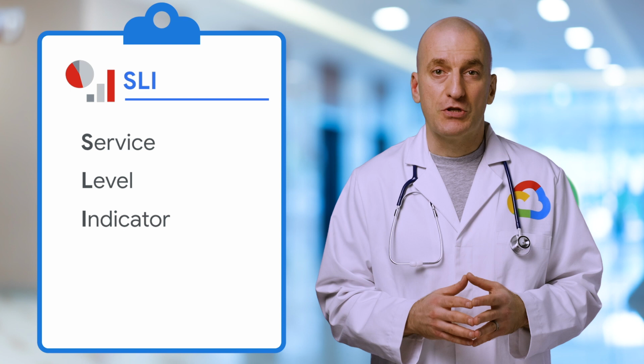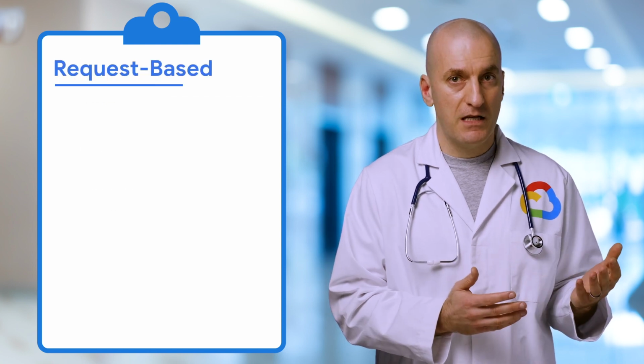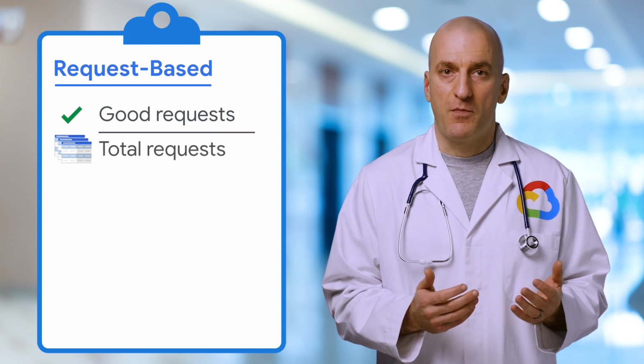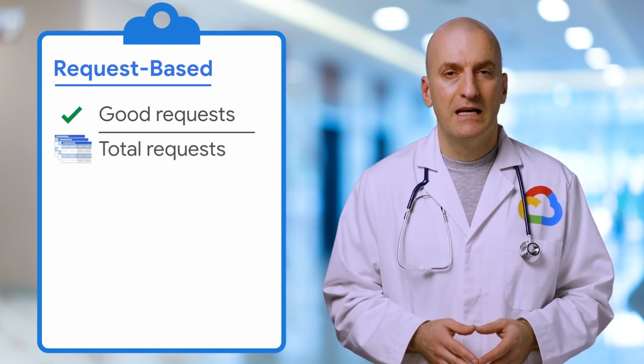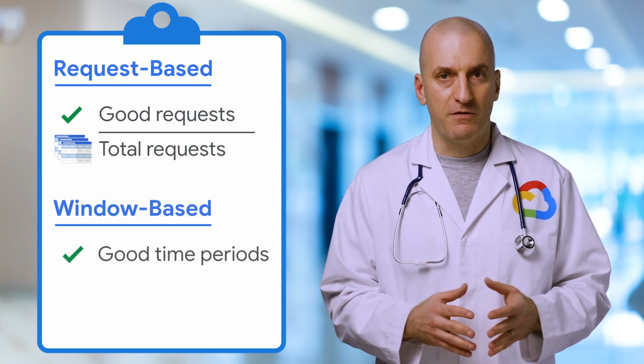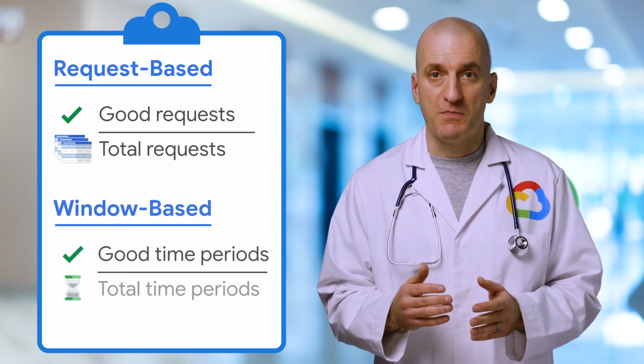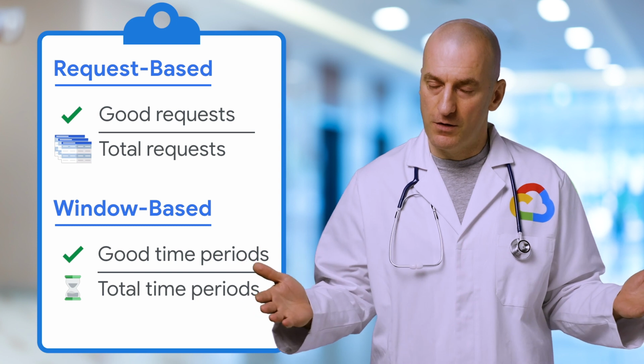Generally, SLIs fall into two categories. Request-based SLIs measure the fraction of good units of work against the total. For example, what percentage of requests to an HTTP endpoint were successful in a given time window. Window-based SLIs measure the fraction of time intervals during which the service meets some threshold over a given time window.